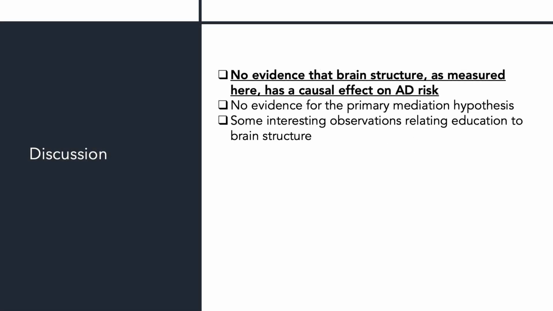So we're going to conclude that there's no evidence at all that brain structure, at least as measured here, and we had quite a few imaging phenotypes, though of course there are many others one could look at, but as best as we can measure it here, there's no evidence of a causal risk between brain structure and dementia. No evidence for our mediation hypothesis. Some interesting stuff about education and the brain that wasn't really the focus, but it's an interesting effect.